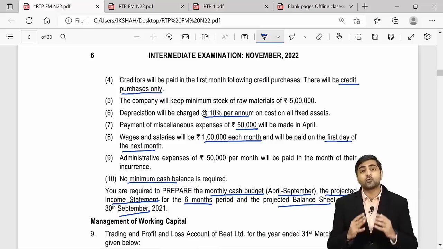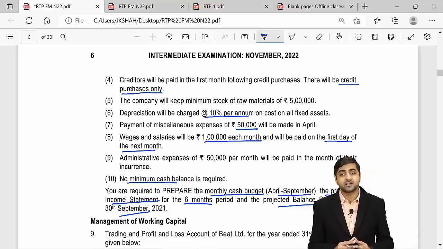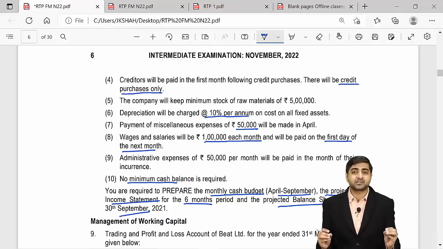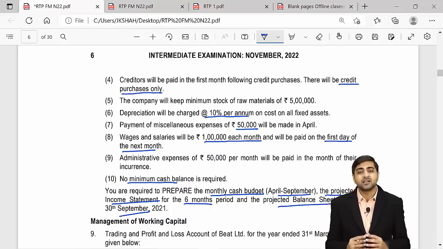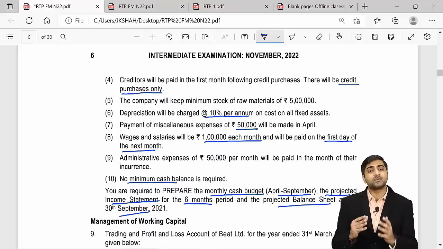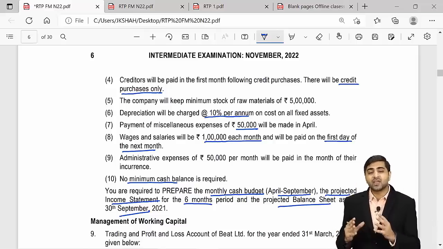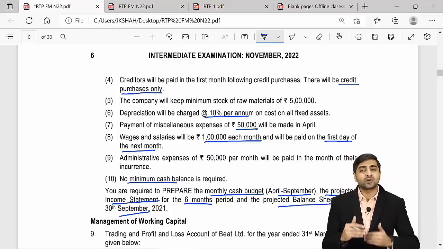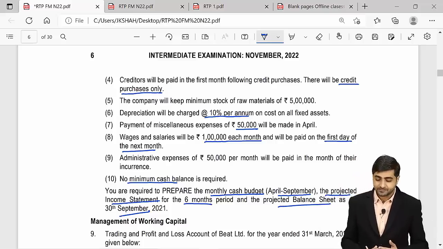But prima facie, how to approach such kind of a question, that we are always going to start with your cash budget. And in cash budget, we will see what is going to be your opening balance. We are going to add the receipts, we'll be subtracting the payments, and then we'll be getting the closing balances. And then we'll be approaching towards income statement and your balance sheet.